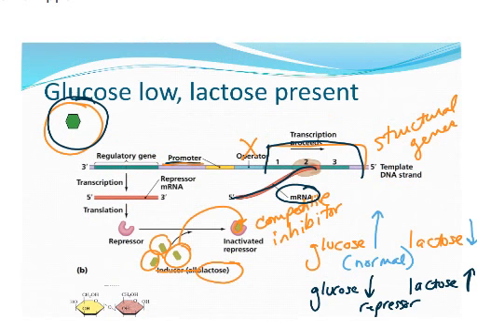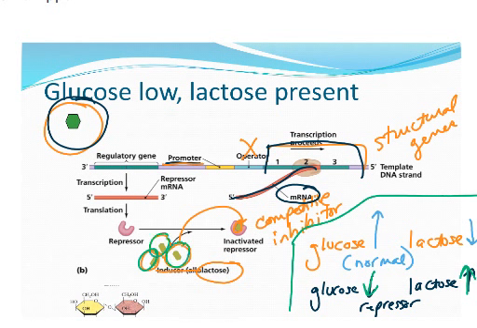But glucose and lactose are inversely proportional, and therefore when glucose levels drop, lactose levels tend to increase. Lactose in this case acts as a competitive inhibitor. It keeps the repressor busy, stopping it from being able to bind to the operator, and therefore this RNA polymerase, which would be somewhere right here, is able to go through and transcribe the structural genes.